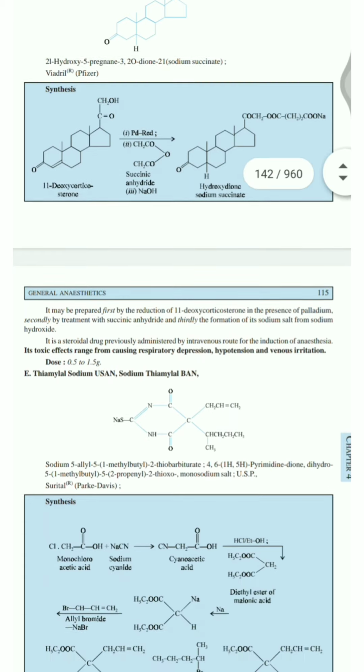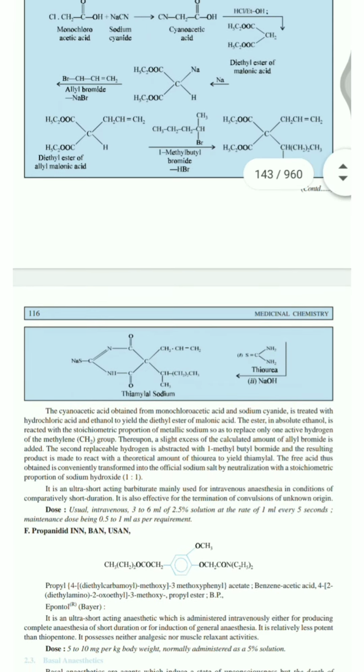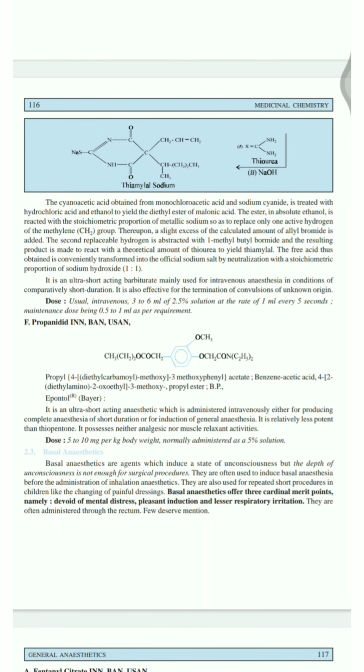Thiabutabarbital sodium is another product, basically produced from cyanoacetic acid, through a series of reactions. The cyanoacetic acid is prepared from monochloroacetic acid and sodium cyanide, which on a few corresponding reactions gives our desired product. It is an ultra short acting barbiturate mainly used for intravenous anesthesia in conditions of comparatively short duration. Now we have completed the intravenous or parenteral anesthetics.